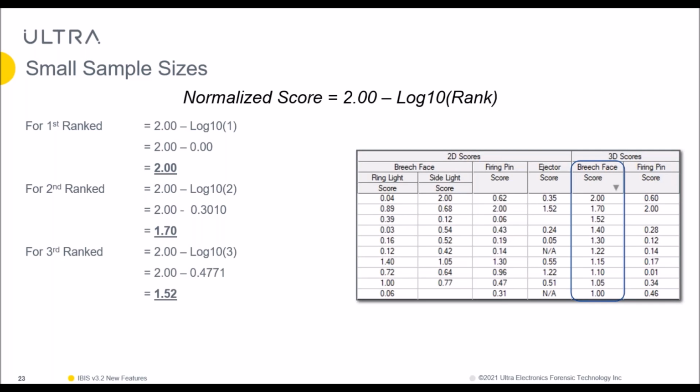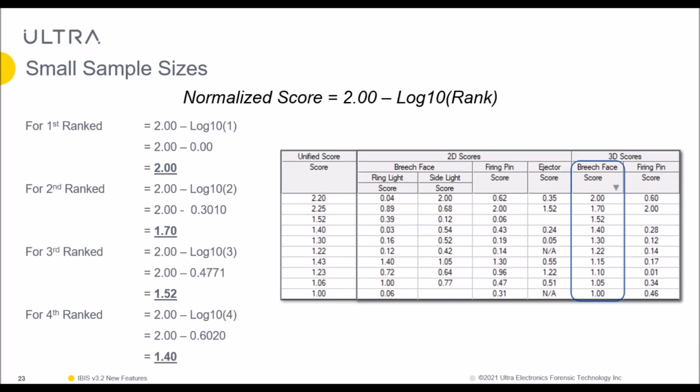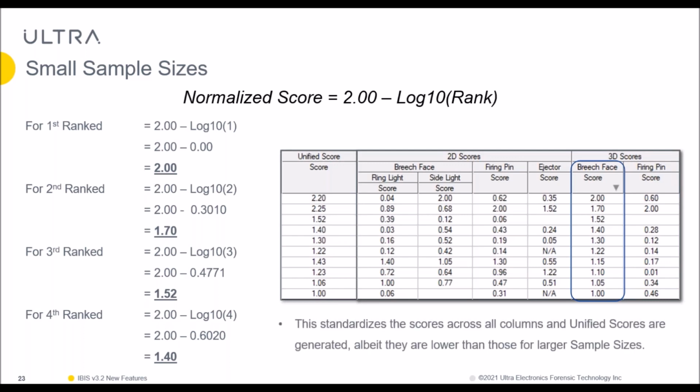Now, you don't really need to know the mathematics of where these scores come from, but for those of you who were curious, there you have it. So basically, the process still standardizes the scores across all your columns, and the unified score is still generated, albeit it's much lower than those for larger sample sizes. So an exhibit that ranked first for multiple score columns will have scores of 2.00 in multiple columns, and it could be a very, very strong match, but those columns will combine to give a unified score of maybe 2.2 or 2.3, something like that.